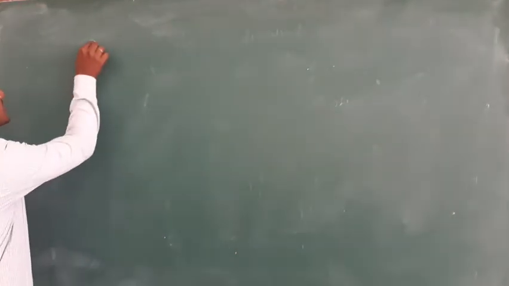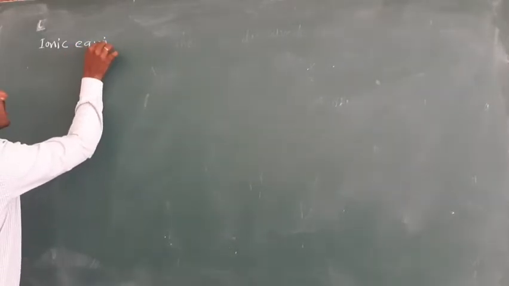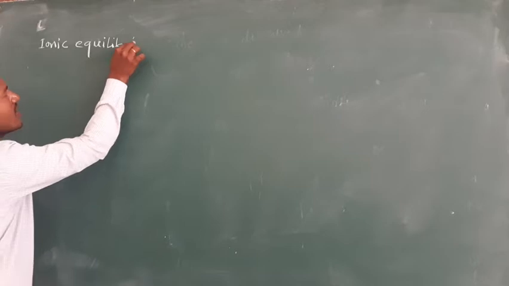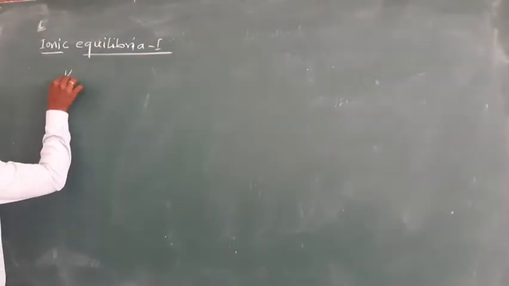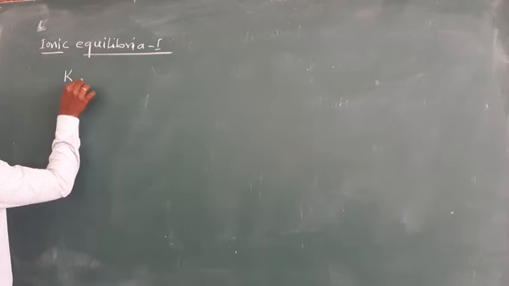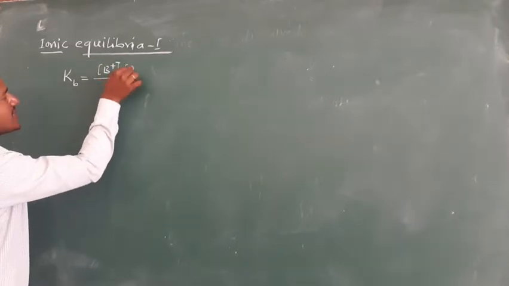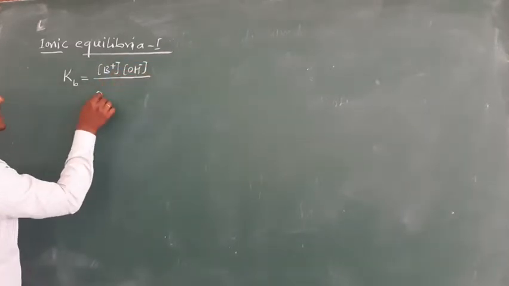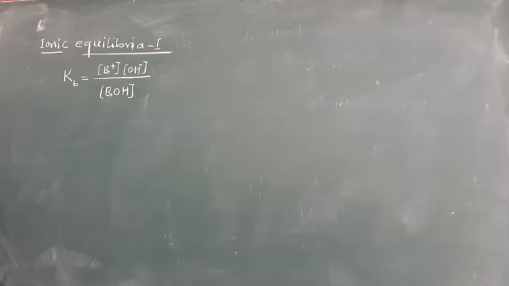We have derived these two expressions in the last two classes, under the heading ionic equilibria 1. In the previous class we derived these two expressions. One is Kb is equal to the equilibrium concentration of B plus times OH minus, divided by the undissociated BOH molecule when it has attained equilibrium.